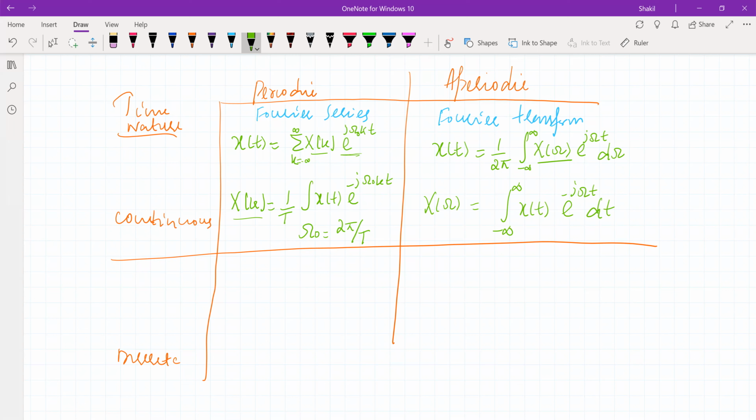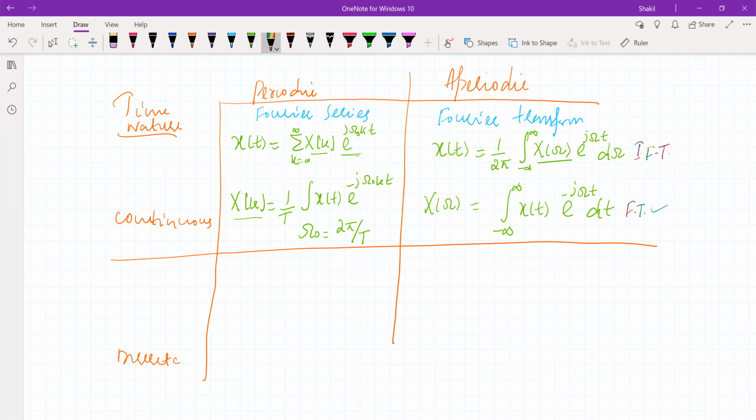Please don't be afraid of these integrals and summations. You have already seen this. This is referred to as the Fourier transform, and this is referred to as the inverse Fourier transform. The signal is continuous, and you are expressing it as a weighted sum of complex sinusoids. The representation is simple.